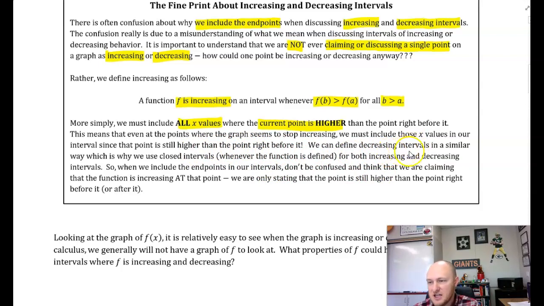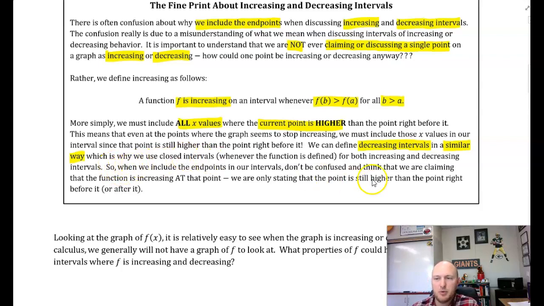We can define decreasing intervals in a similar way. So although this is talking about increasing intervals, decreasing intervals work in a similar manner, which is why we use closed intervals for both increasing and decreasing intervals, except for the infinities, right? For the infinities, we would leave those as parentheses. We're not going to include them.